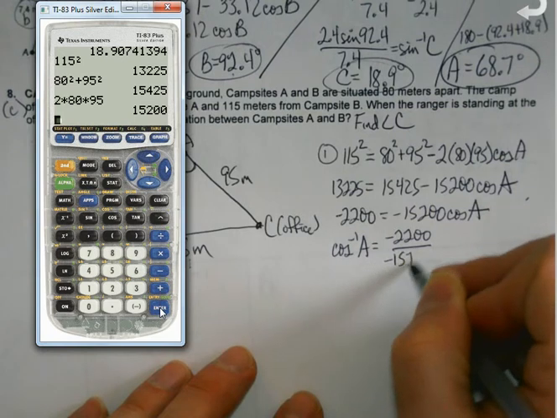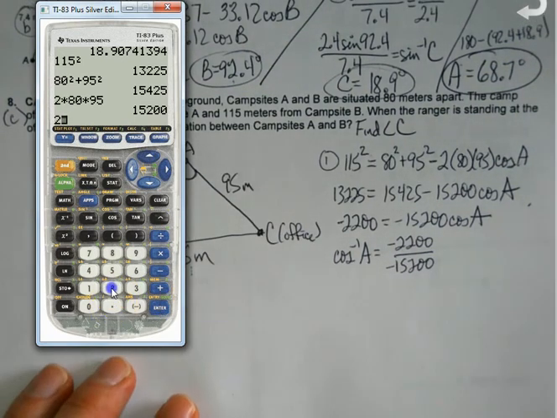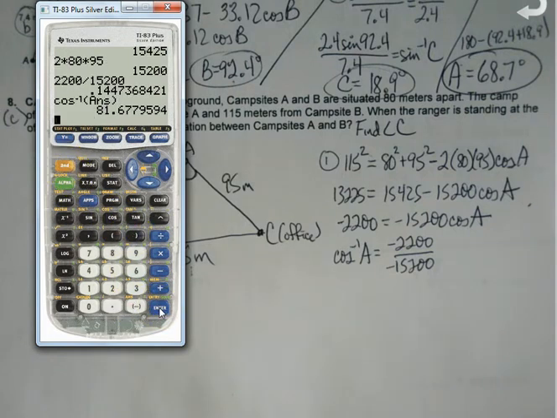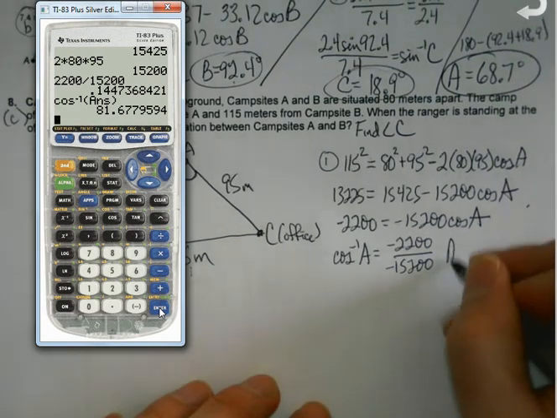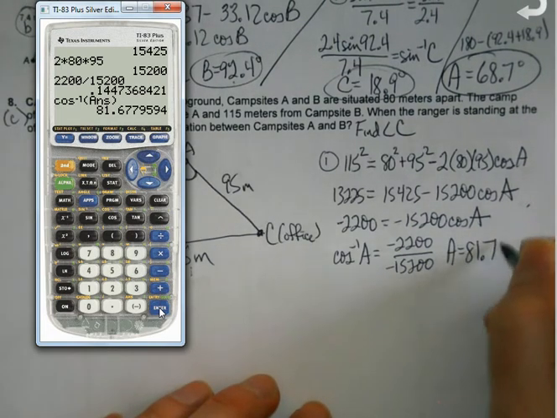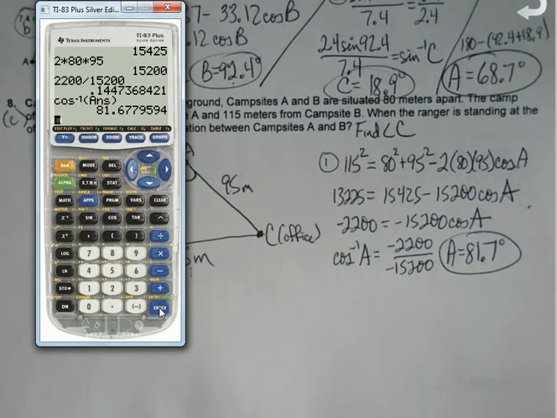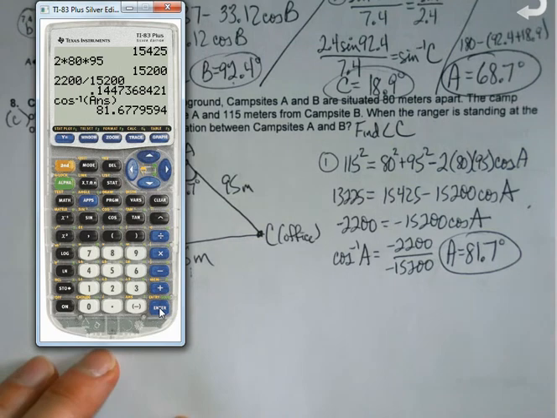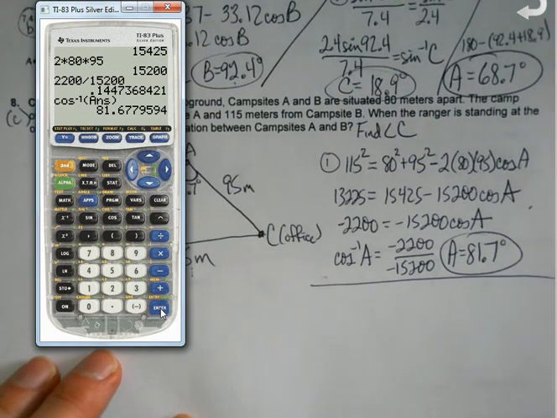So I'm going to divide 2,200 by 15,200, and you're like, wait a minute, you didn't do the negatives, but negative divided by negative will be positive. If I use the negatives, I'd get the same thing at the end anyway. And since I'm using cosine, I'll use second cosine. Kind of an important detail. So I get my angle A, which is 81.7.